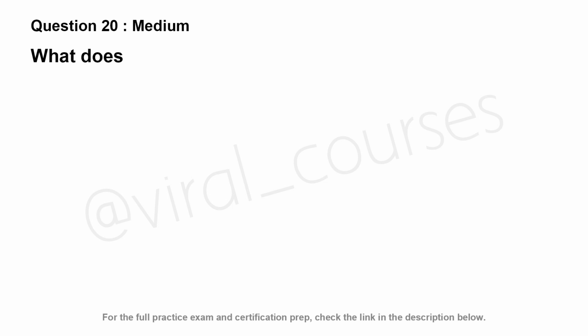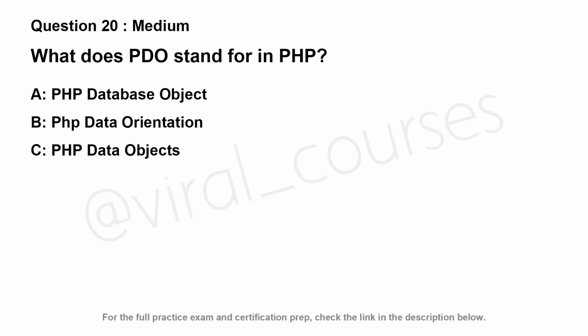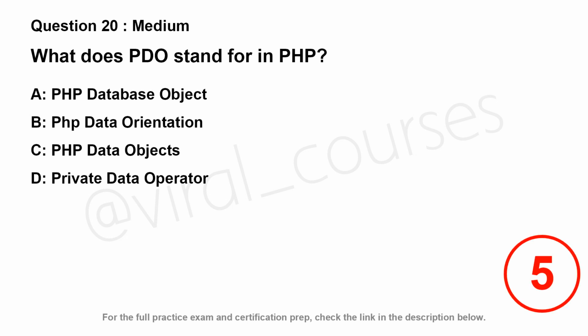What does PDO stand for in PHP? Option A, PHP Database Object. Option B, PHP Data Orientation. Option C, PHP Data Objects. Option D, Private Data Operator.